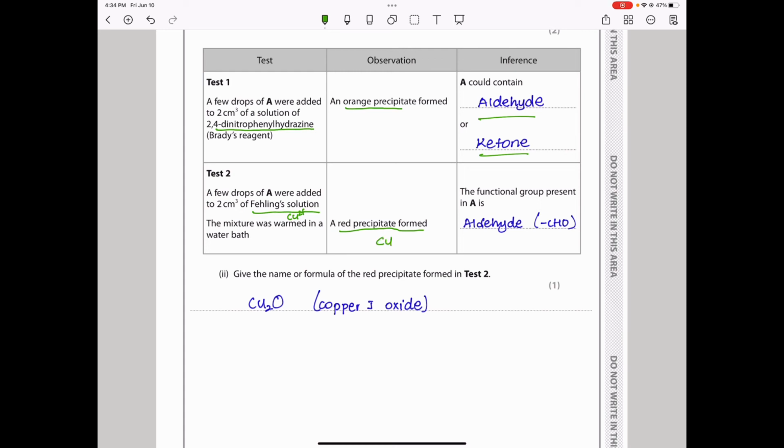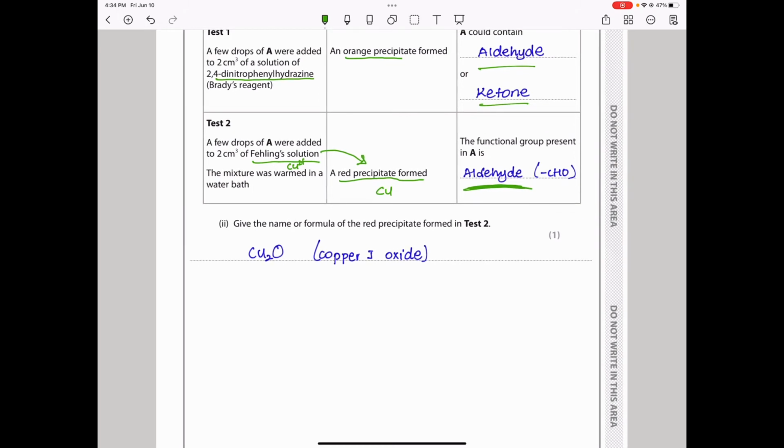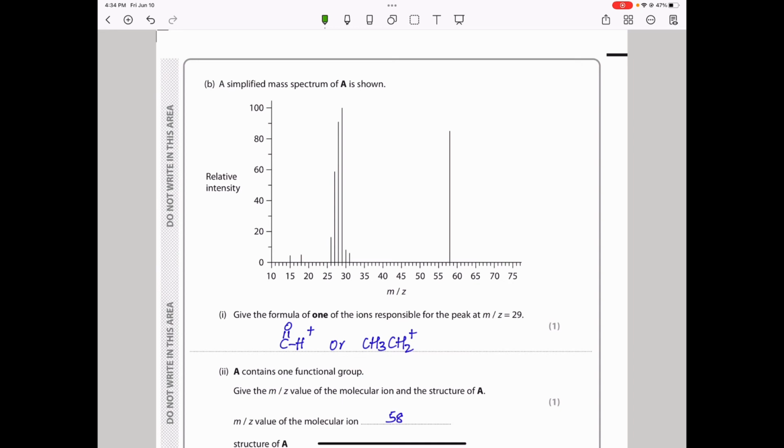So in this case, we see this is a conversion. Again, this test shows that an aldehyde was converted to a carboxylic acid, which is oxidation. So the functional group present should be an aldehyde. If you get a positive test with Fehling solution, it shows that it's an aldehyde because we have already confirmed that it's a carbonyl. Give the name or formula of the red precipitate. Of course, it's going to be copper 1 oxide. Let's go to the next part.